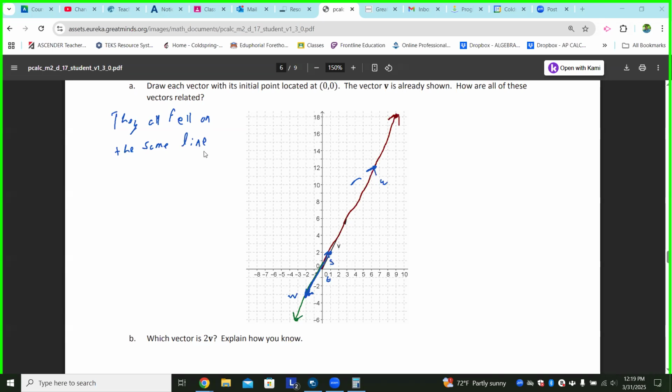Let's talk about this algebraically, right? So if I have V, which was 3, 6, what could you say about V to W? Or let's say V and R. So if V is 3, 6, what can you say about R, which is 6, 12? It's doubled, right? What can you say from V to U? Tripled. What can you say about V and W? They're just the opposite of their number. So you would multiply by -1.